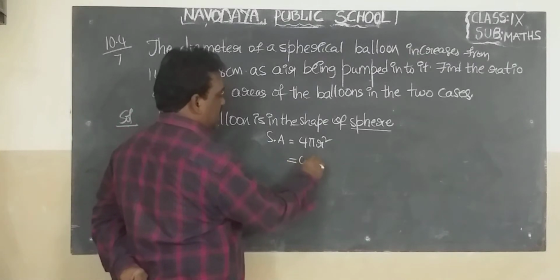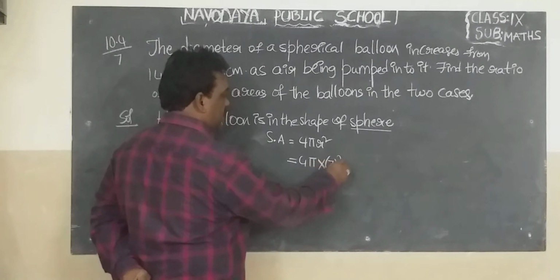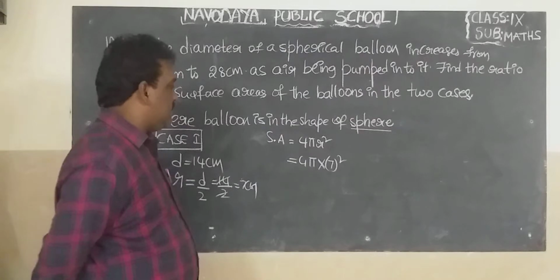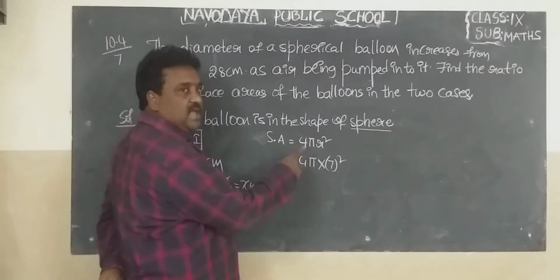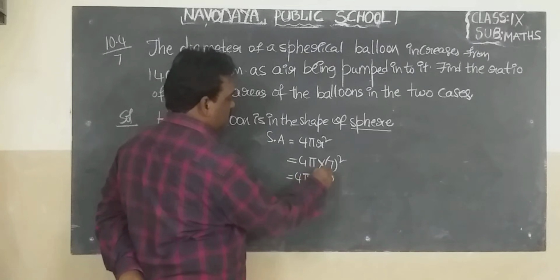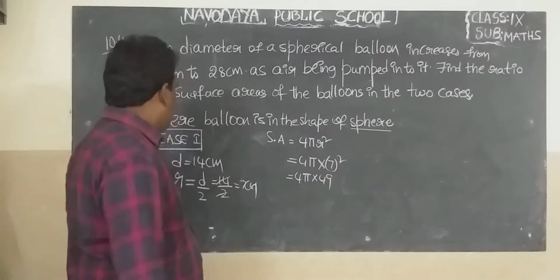4 pi into what is r? 7 whole square. 4 pi r square, radius 7, 4 pi 7 whole square. 4 pi into 7 square, 49. That is about case 1.